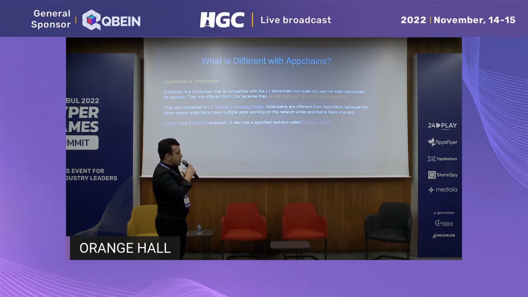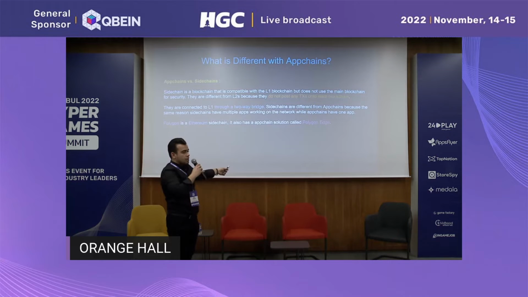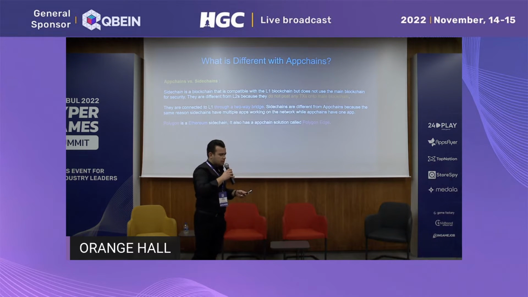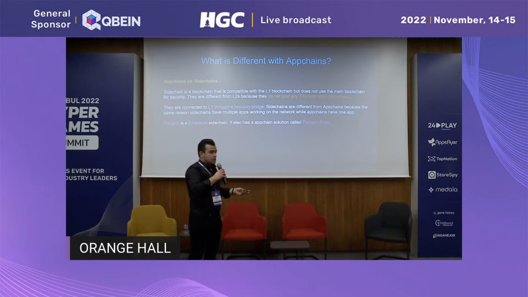I gave an example of a sidechain. Sidechains, such as Polygon. Polygon does not use the security of the main blockchain Ethereum. It has its own security, and it doesn't post any transactions onto the main blockchain Ethereum. Also, there is a solution for Polygon. Polygon has Polygon Edge to develop some app chains on the ecosystem. There is an example of one. There is one app chain, a game platform. I forgot its name, but I can share it with you later on.